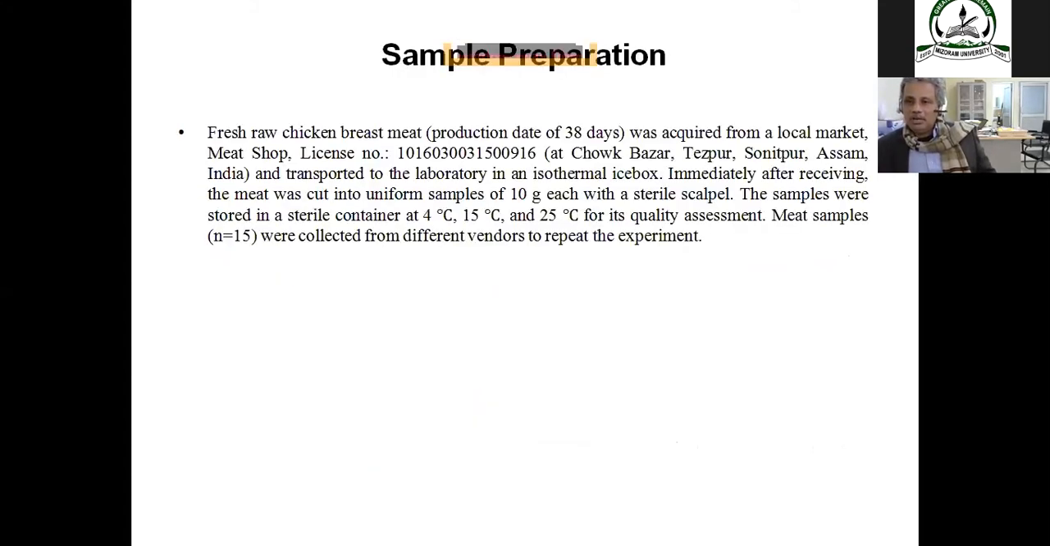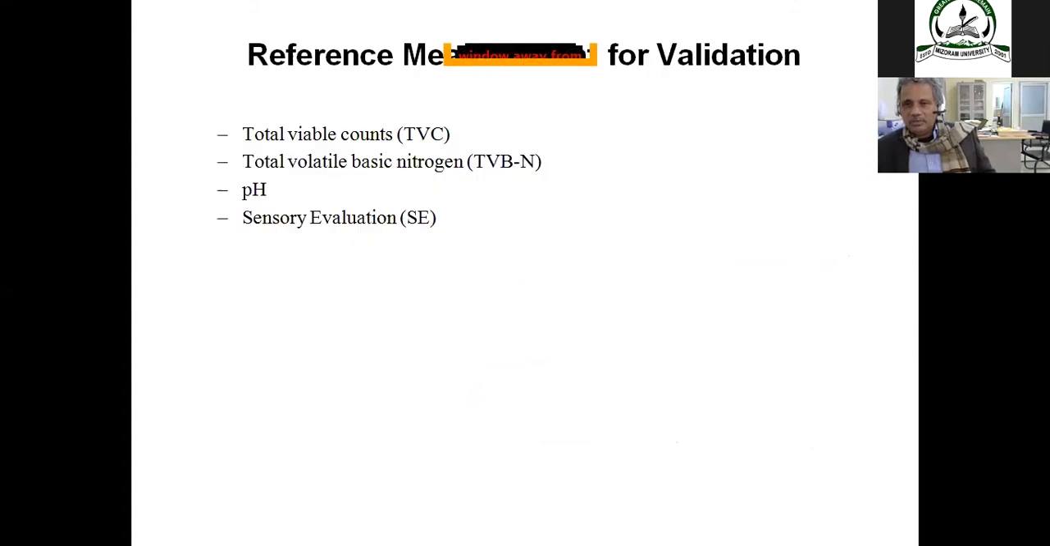Now, how do we analyze the meat? What we have done is the total viable count, TVC, and TVBN, total volatile basic nitrogen. As you know, meat is a highly proteinous material. It has nitrogen gases, basic nitrogen gases, and we have to analyze these nitrogen gases.